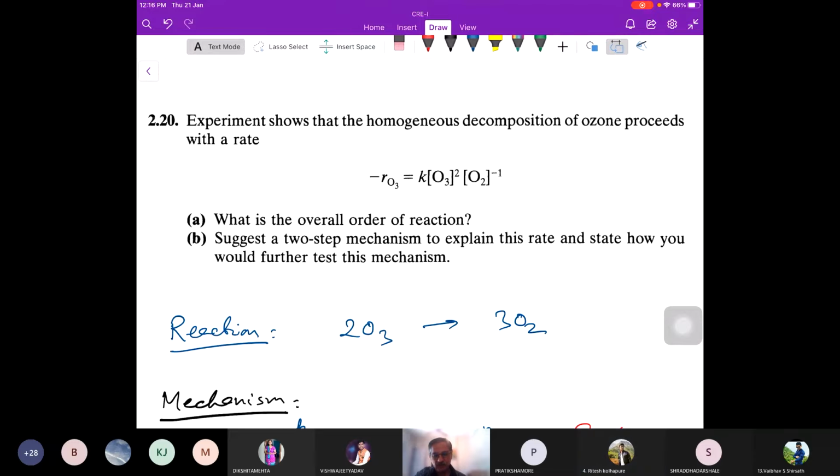Yeah, you're right. 1. So you add this power or this order and this order, and that sum of these two is essentially overall order. Okay? So it's very simple. First part is very simple. Overall order is the sum of powers of all concentration terms.